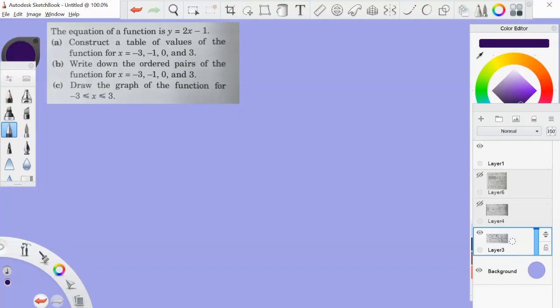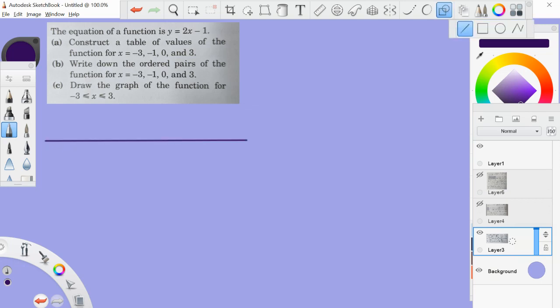I'm going to work out some example problems for you for exercise 8.1, and we're talking all about linear functions here. This problem says the equation of a function is y equals 2x minus 1. Our first problem is we need to construct a table of values for the function for x equals -3, -1, 0, and 3. Okay, so let's go ahead and draw a table.